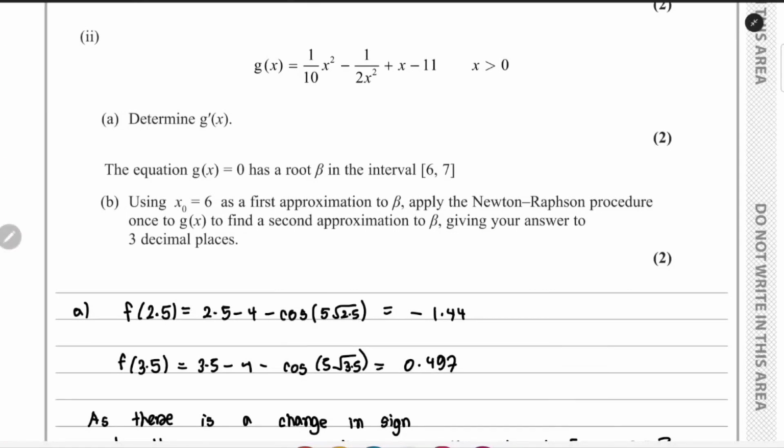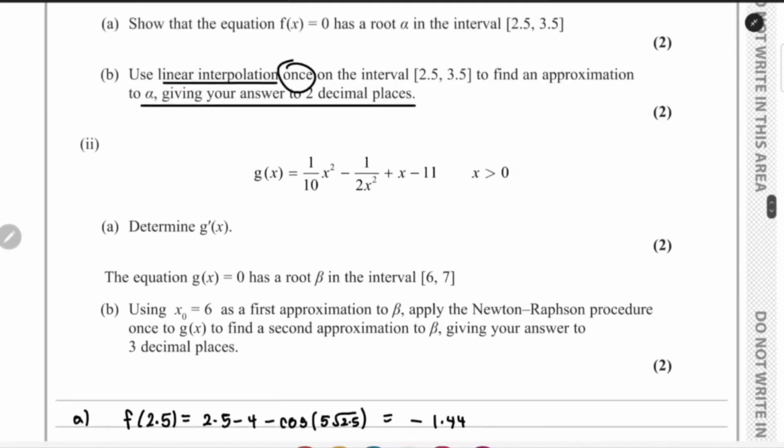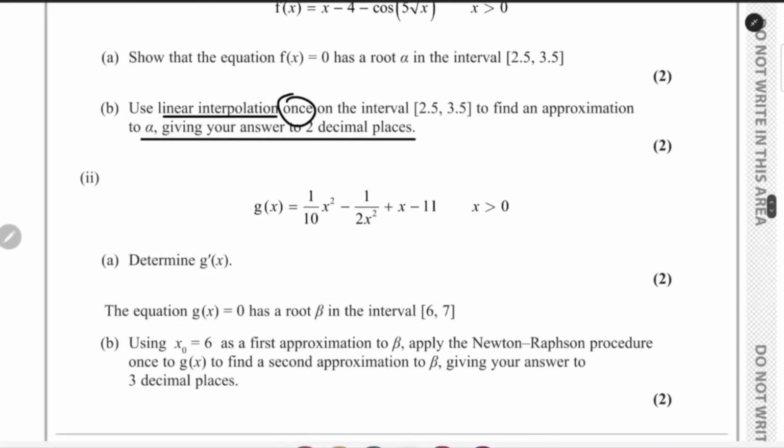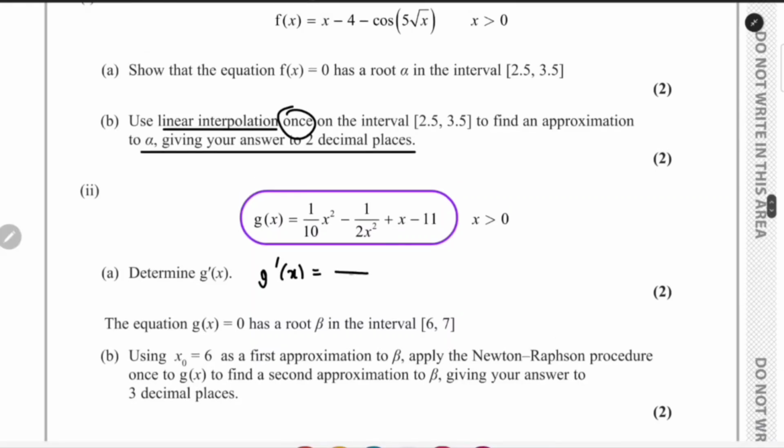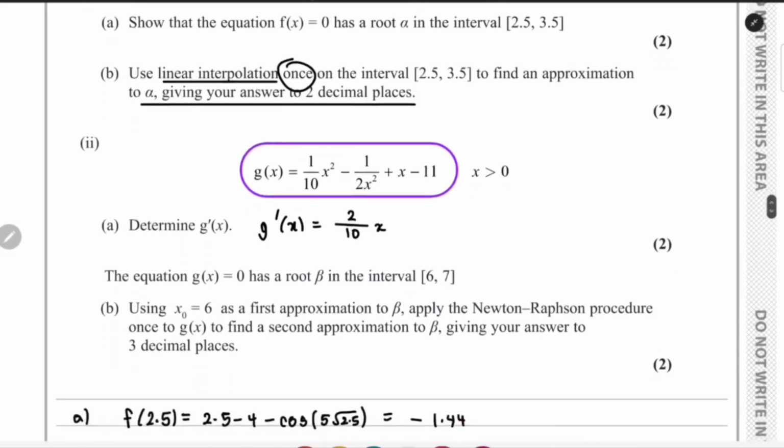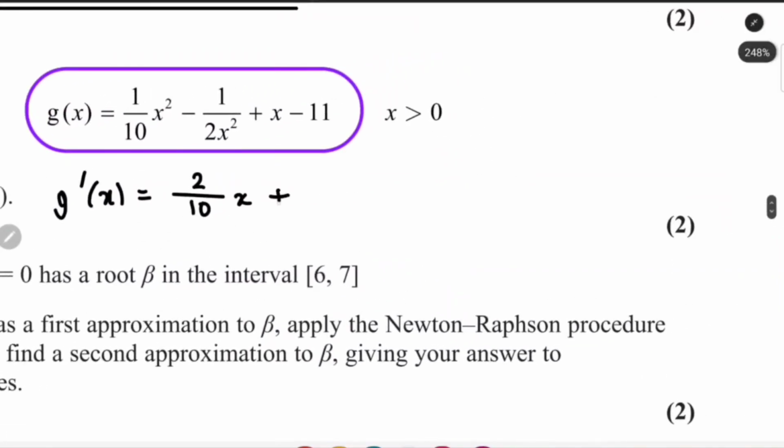Now in part B we have to, in part 2 we have g of x, this function over here. In part A of question part 2 we have to find the derivative of g of x. So g prime x would be 2 by 10 x, and then we'll have plus 2 by 2x cube plus 1.